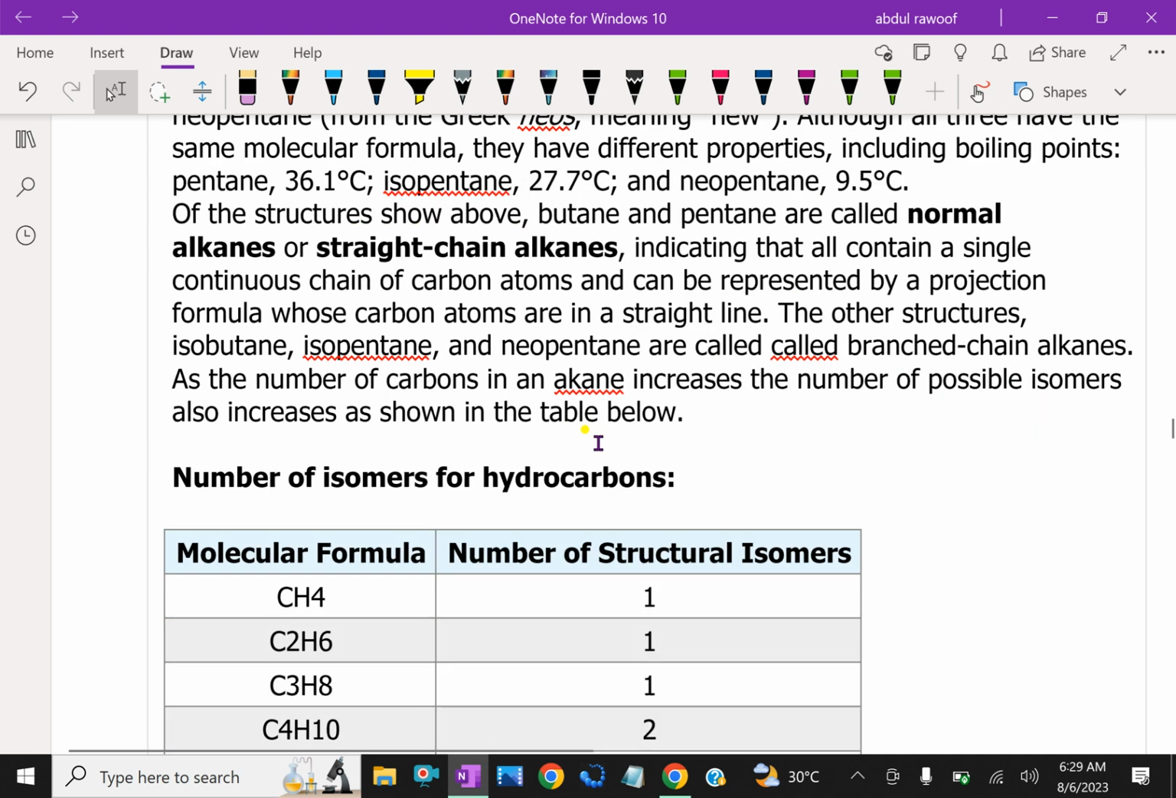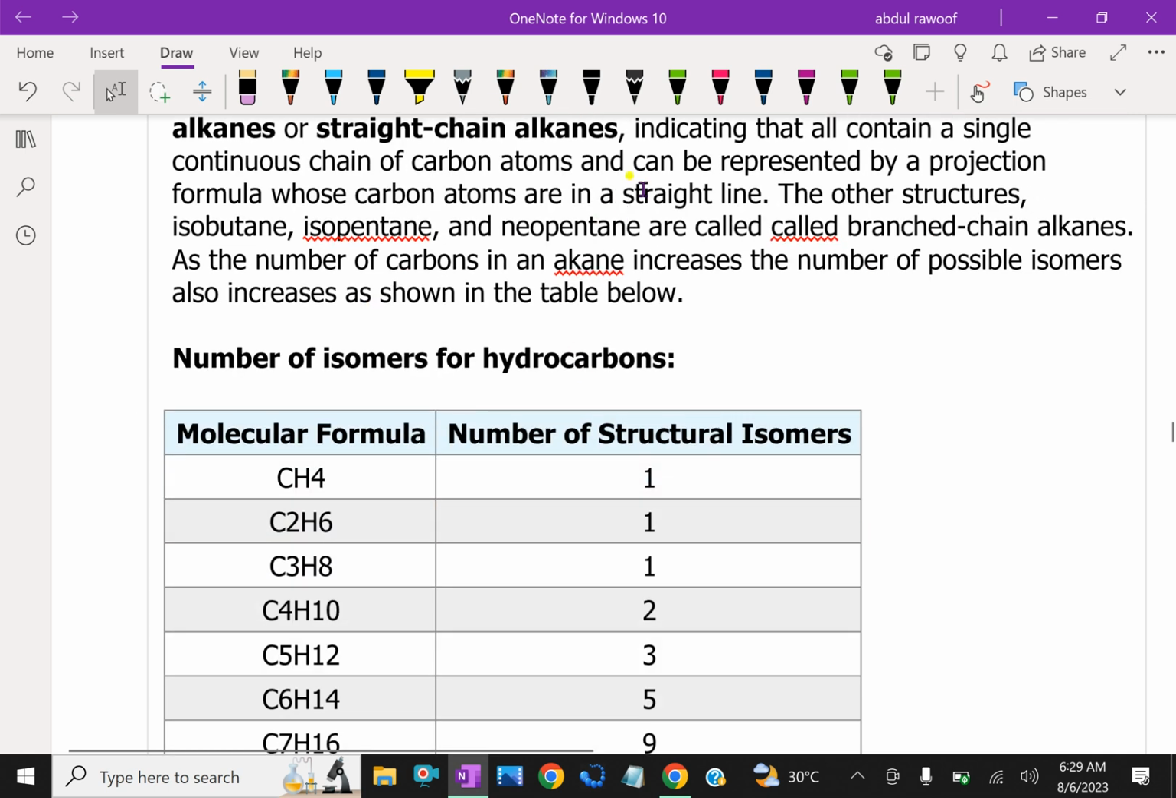Now, straight chain alkanes contain a single continuous chain of carbon atoms and can be represented by a projection formula whose carbon atoms are in a straight line. The other structures, isobutane, isopentane, and neopentane, are called branched chain alkanes.